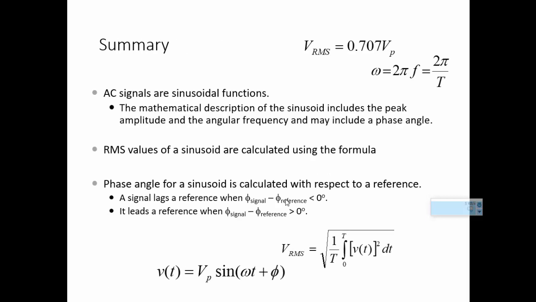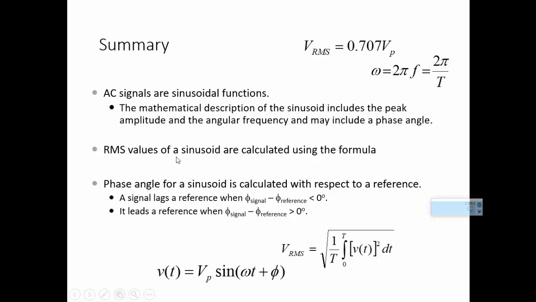Now, what is the summary of all of this? AC signals are sinusoidal functions, and the mathematical description of the sinusoid includes the peak value, the amplitude, and the angular frequency, and may include a phase. We can see here that this is the angular frequency. We can also look at the VRMS, which can be calculated as root 2 over 2 times VP, or VM over 2.